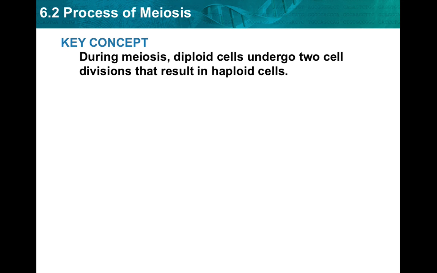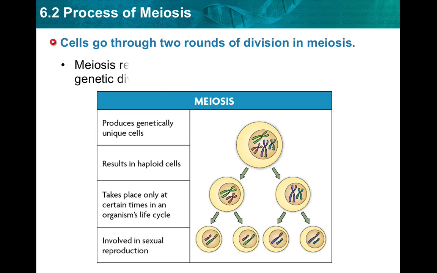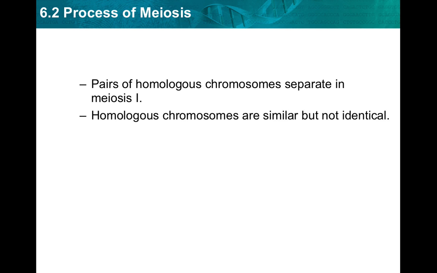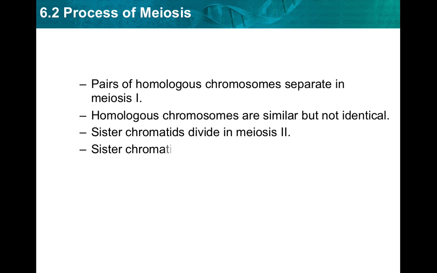So going back to 6.2, process of meiosis. Cells grow through two rounds of division in meiosis. Meiosis reduces chromosome numbers and creates genetic diversity. Pairs of homologous chromosomes separate in meiosis 1. Homologous chromosomes are similar but not identical. Sister chromatids divide in meiosis 2.